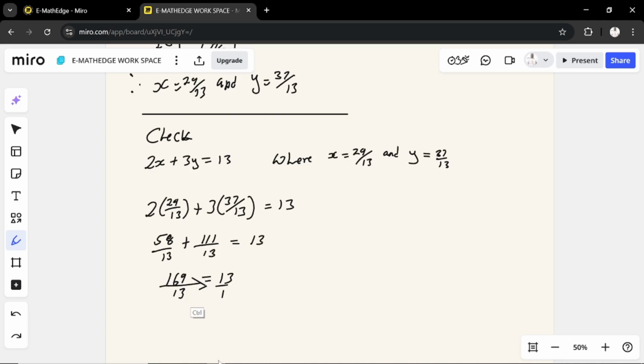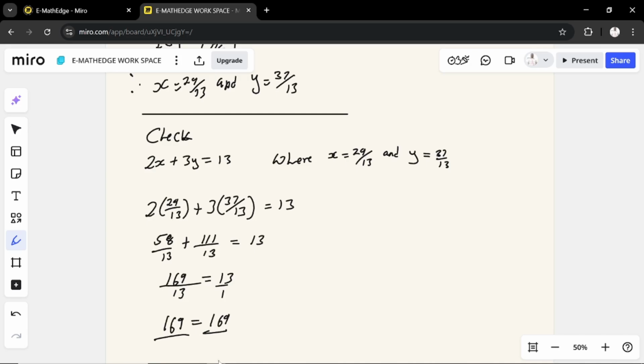So let's go ahead and do that. 1 multiplied by 169, we are going to have 169 to be equal to 13 multiplied by 13, which is going to give us 169 as well. So the left hand side is equal to the right hand side. That simply means that our value for x and y is correct. But in a case where you have a different value at the left hand side from the right hand side, that's to say your values for x or y is not correct.